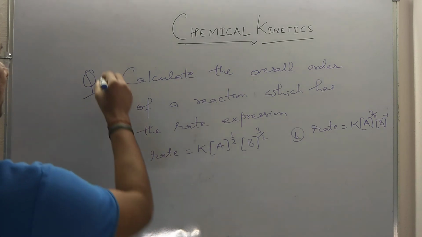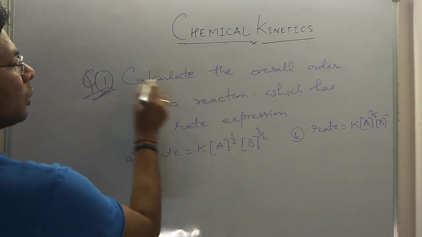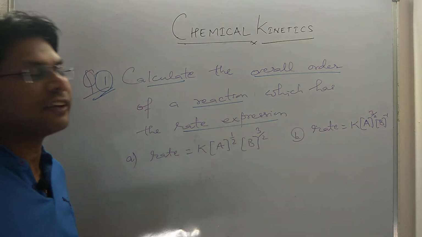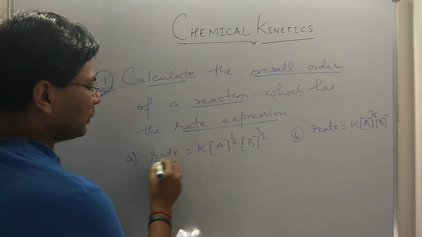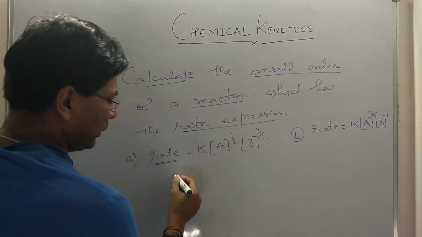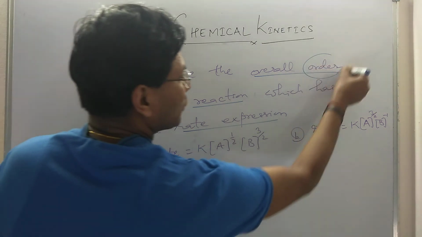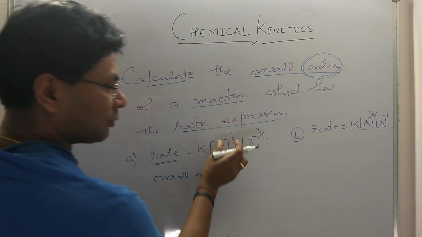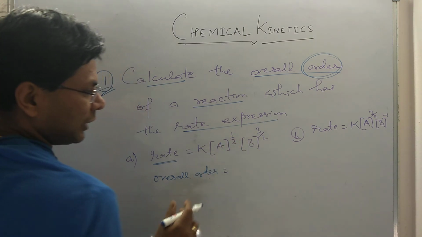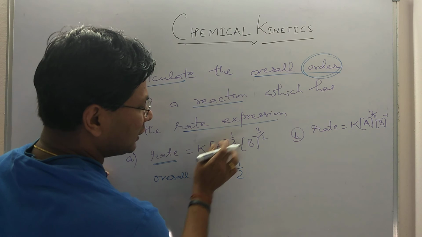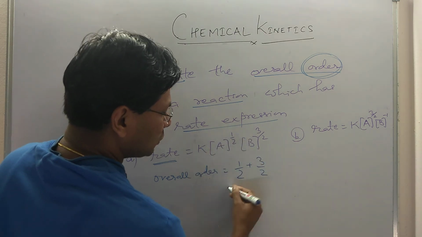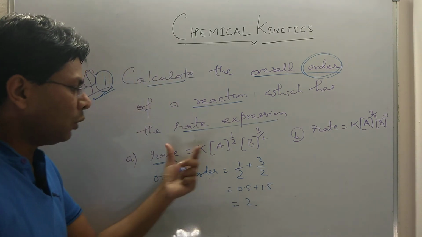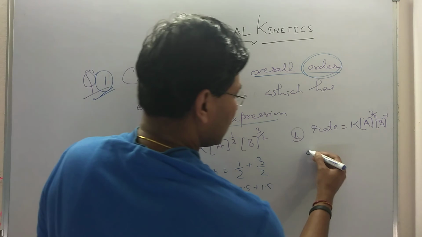Let's discuss this question. Question 1. Calculate the overall order of a reaction which has the given rate expression. So the rate expression is given to us, and we have to calculate the order of the reaction. The overall order is the sum of the powers of the terms of the reactants. So here, the power of A is half and the power of B is 3/2. So this is 0.5 and this is 1.5. So the overall order of the reaction is 2.